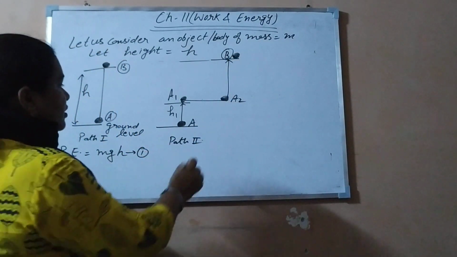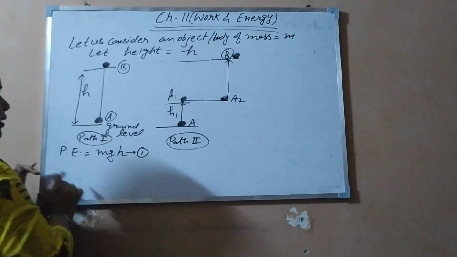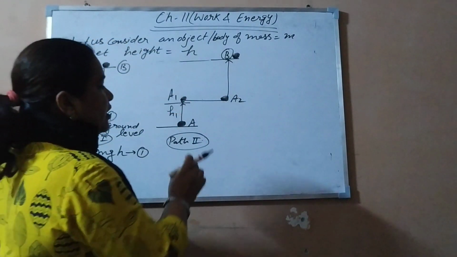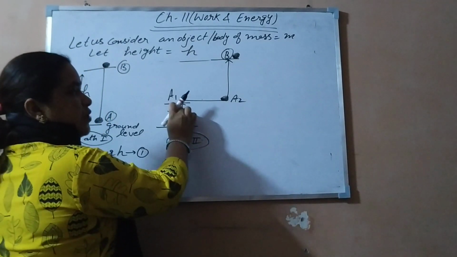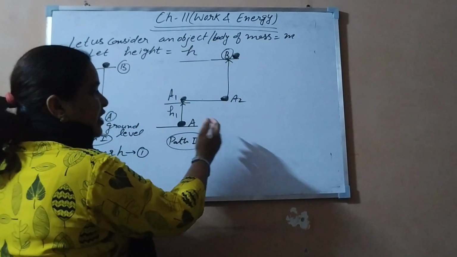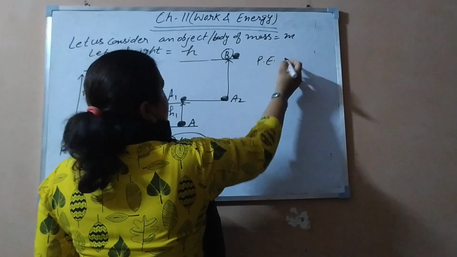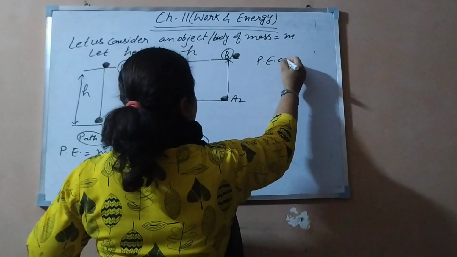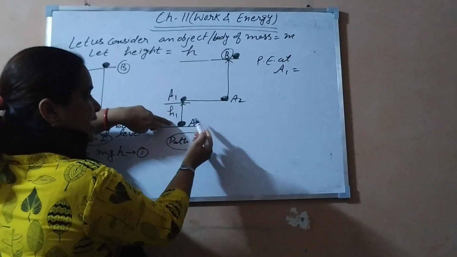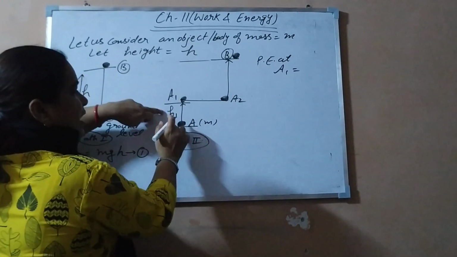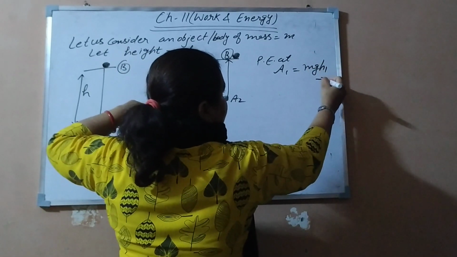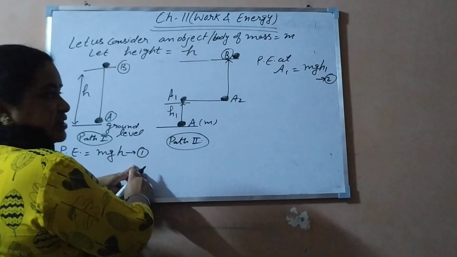So what you are watching in path 2 and path 1: in path 1 it goes directly from the initial to the final position, but here it follows A to A1, A1 to A2, and then A2 to B. Let us find the potential energy at A1. We are raising the same body of mass m to the height h1. So it is mgh1. Let us take this as the second equation.